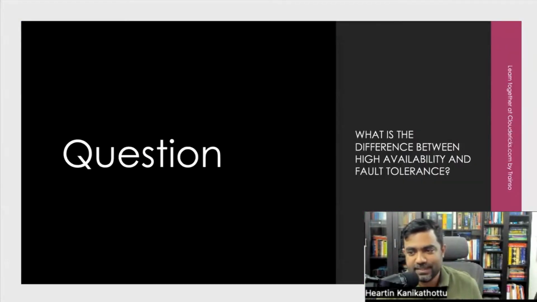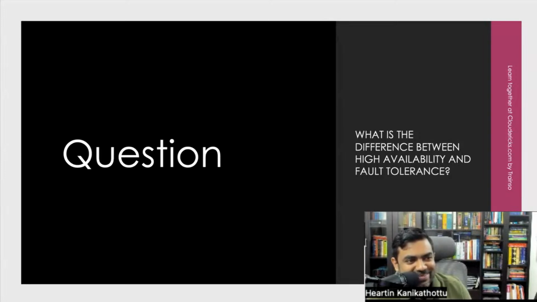Question: what is the difference between high availability and fault tolerance? We saw the difference between fault tolerance and disaster recovery, right? So what is the difference between high availability and fault tolerance? If you don't know, you can always say D. That way I will proceed to the next slide.